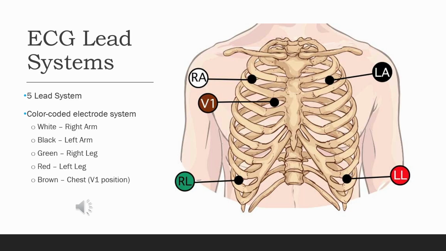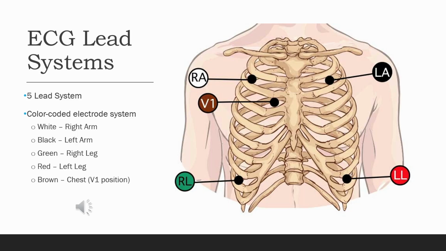White goes on the right arm, and an easy way to remember this is white is right. Then black is going to go on the left arm. With this, we think of smoke over fire because black comes before the red, and the red electrode goes on the left leg, again completing that smoke over fire pattern. Then green goes on the right leg.